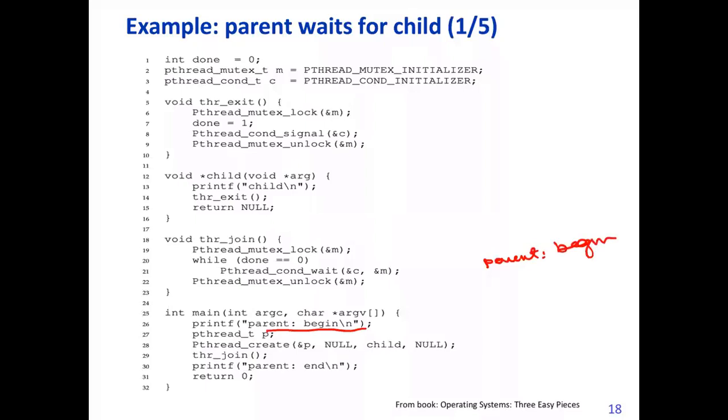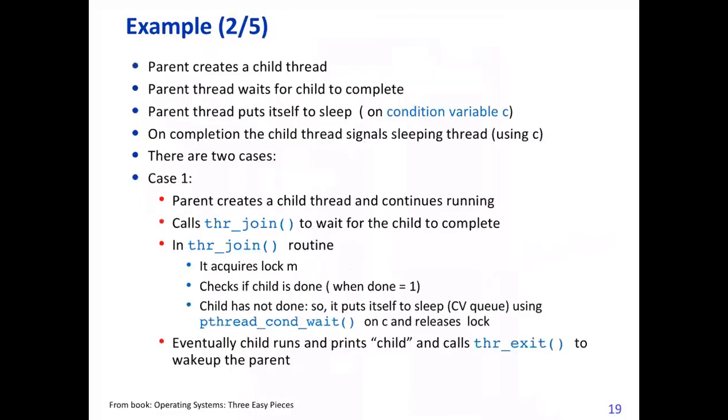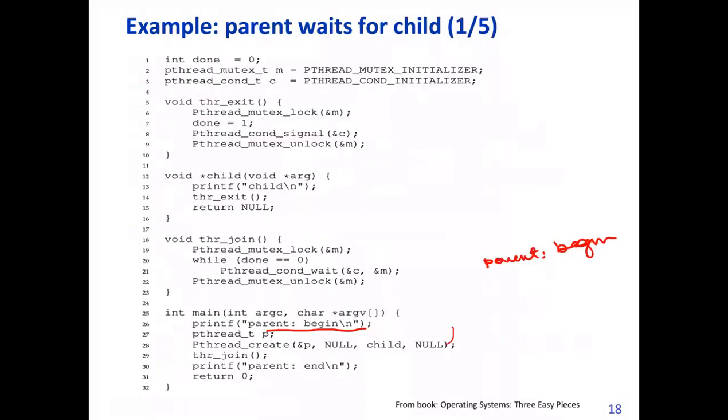And as soon as the child is created, the child starts execution. So now control goes, the scheduler swaps this thread out and brings in the second thread. The child thread starts execution. So the child will run and print child.